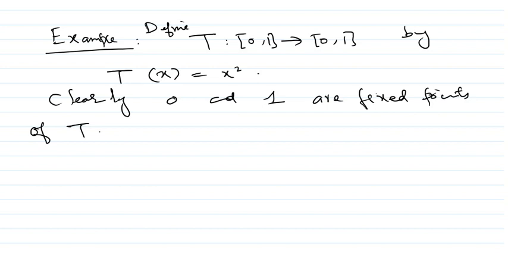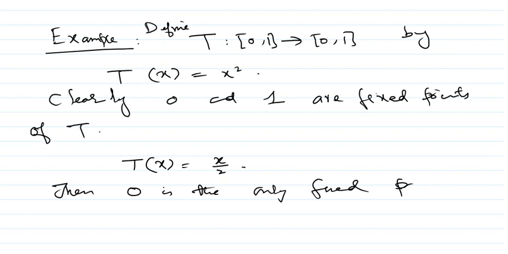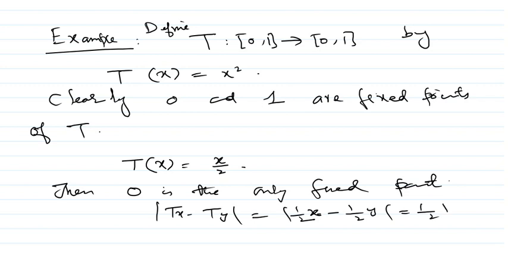We have another mapping. If I define T by T of x equals x by 2, then 0 is the only fixed point. Here T is a contraction. You can see this. We have T of x minus T of y, which is equal to half x minus half y, that's equal to 1 by 2 times mod of x minus y. So this constant lies between 0 and 1. It's a contraction mapping, and there is only one fixed point here.